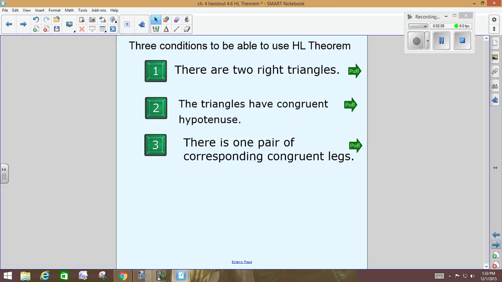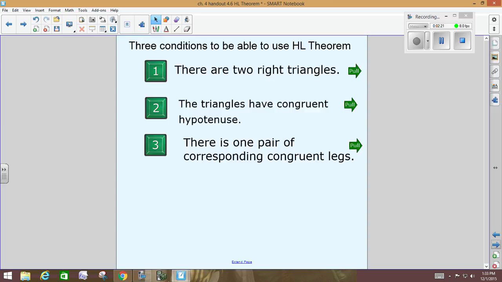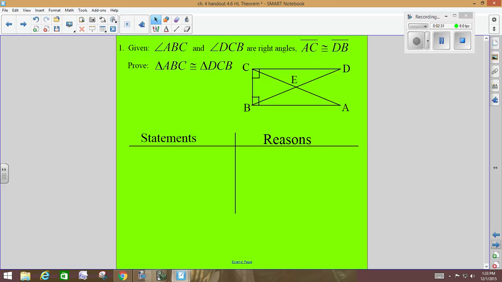That the hypotenuse are congruent? That if you have two right triangles, this hypotenuse is congruent to that hypotenuse. And then the legs, you'd have to have corresponding legs congruent. Okay, so HL, congruent hypotenuse, congruent leg, you have to tell me they're right triangles. Those three things are listed there before number one. And we're going to go right to number one to start.